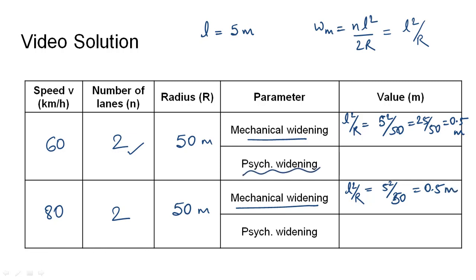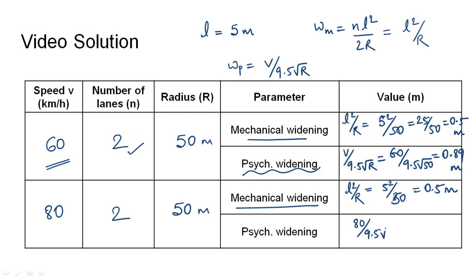Secondly, we need to find the psychological widening for the speed of 60 km per hour. So psychological widening is given by V by 9.5 square root of R. Here V is 60 divided by 9.5 into square root of 50. This value would become 0.89 meters. Similarly, we would do for the psychological widening in case of 80 km per hour. That would be 80 by 9.5 square root of 50, which turns out to be 1.19 meters.